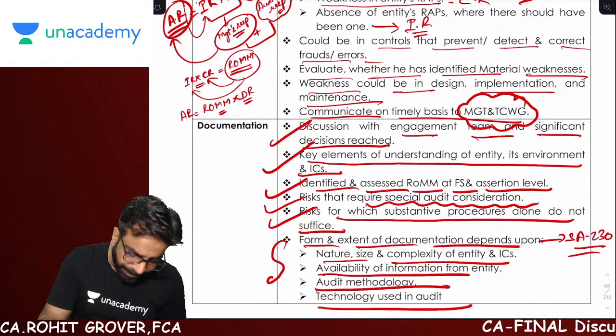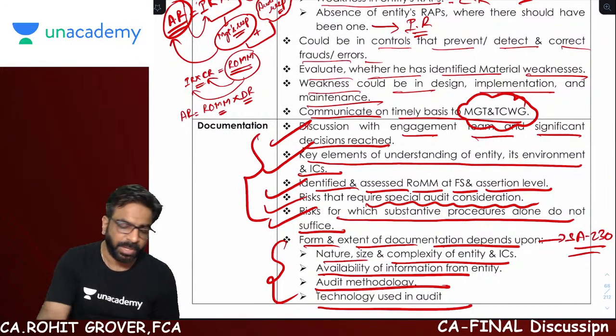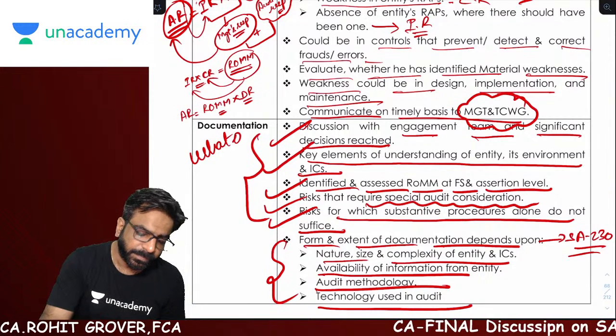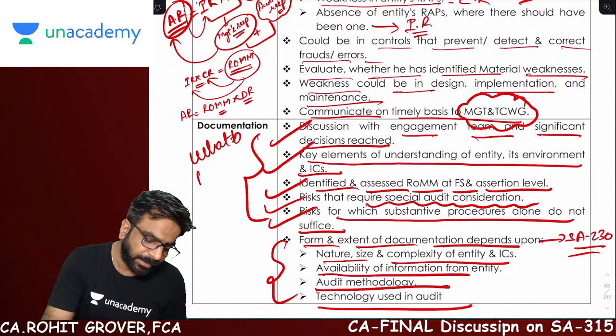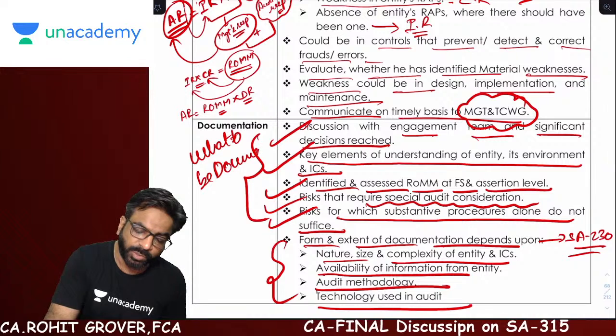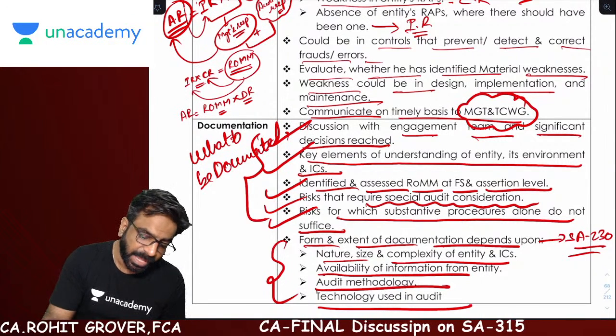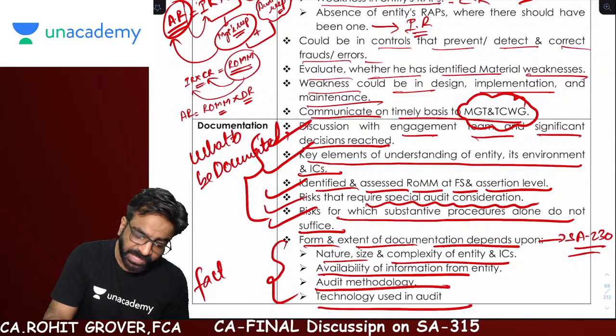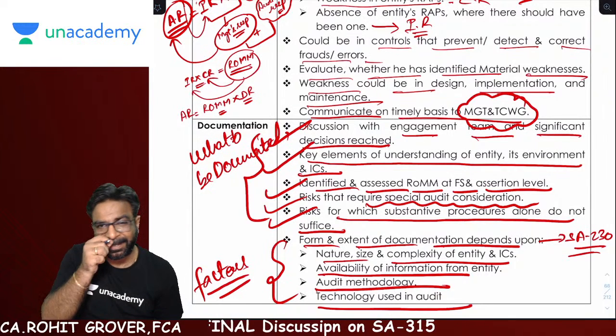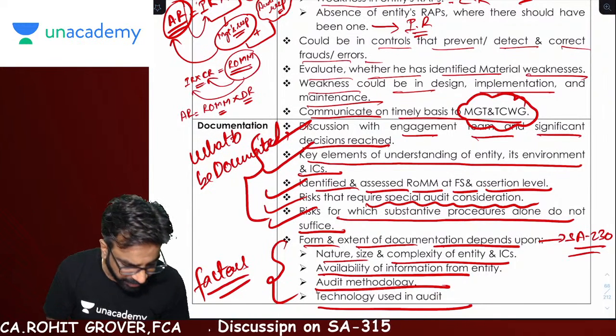So this is a separate question, and this is a separate question. What to be documented, it is written here. And the factors which affect your documentation, it is written here. I hope both the points you all understood?